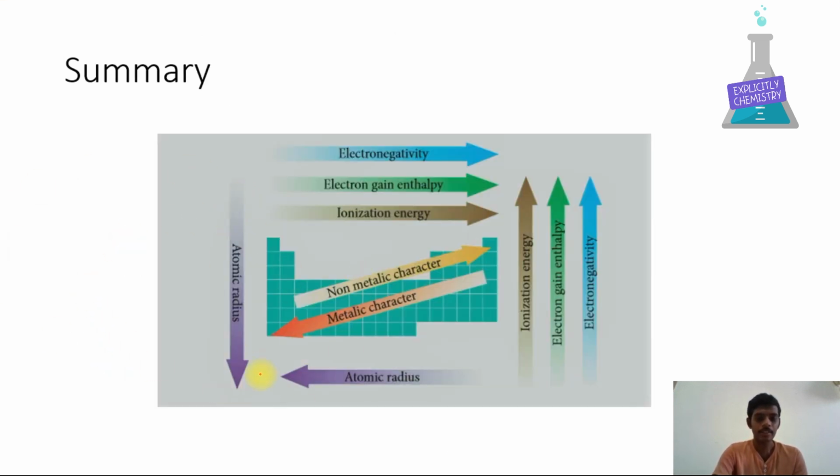Summary. This is the schematic periodic table. The atomic radius increases from top to bottom. From left to right, atomic radius decreases. Electronegativity increases from left to right. Electron gain enthalpy or electron affinity increases from left to right. Ionization energy increases from left to right, and ionization energy decreases from top to bottom. Electron affinity decreases from top to bottom. Electronegativity also decreases from top to bottom.